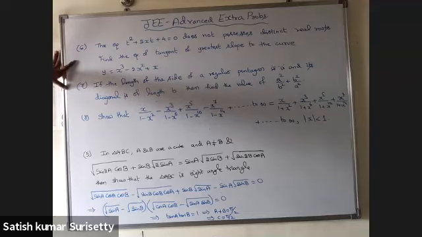Seventh, if the length of the side of a regular pentagon is A and its diagonal is of length B, then find the value of A square upon B square plus B square upon A square.